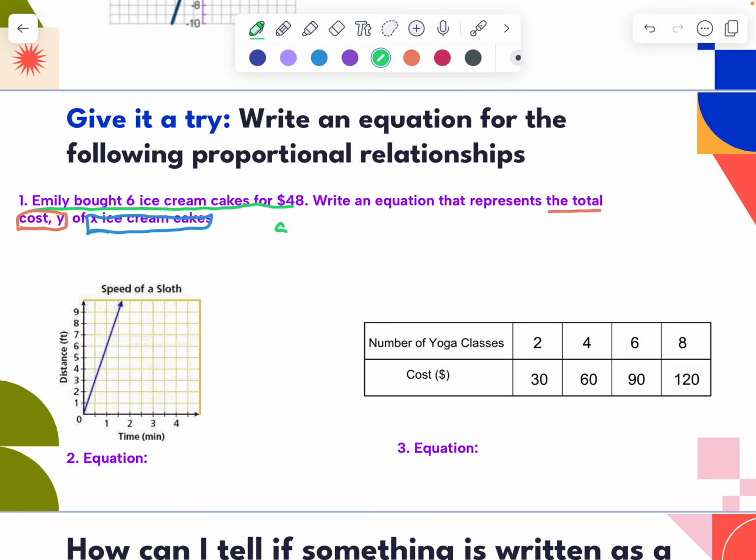So she is paying $48. That's her rise. For 6 ice cream cakes, that's her run. 48 divided by 6 is 8. Pretty much the unit rate is $8 per ice cream cake. My equation, y equals 8 times x. This is what we're looking for on these problems.